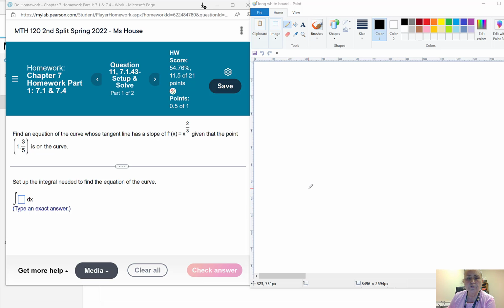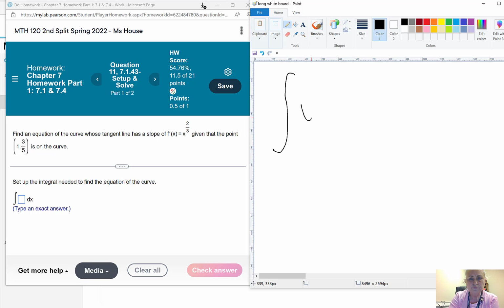So remember how every time we were going to take the antiderivative, we always had to put plus c, because when you take the derivative of a constant, you get a 0, and therefore there's no way of knowing what that constant was. Well, here's an example of how we can find the constant.